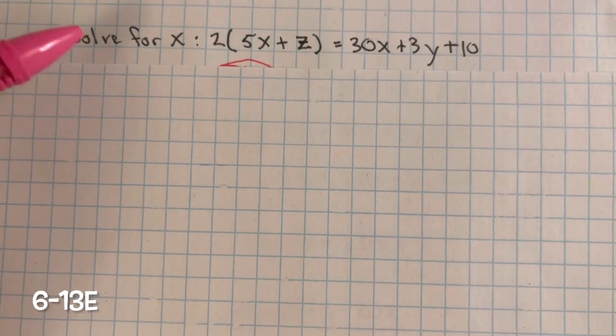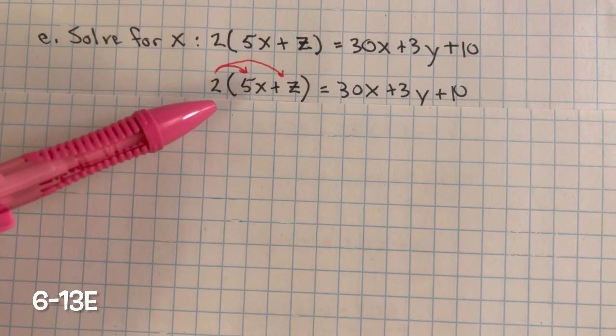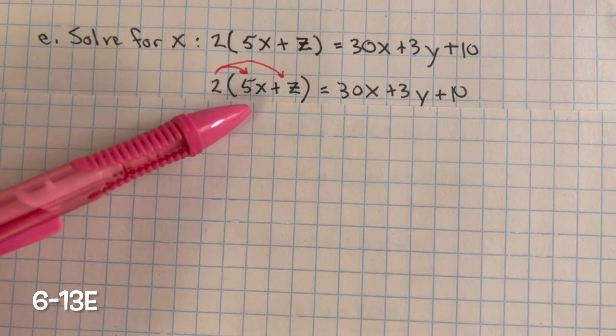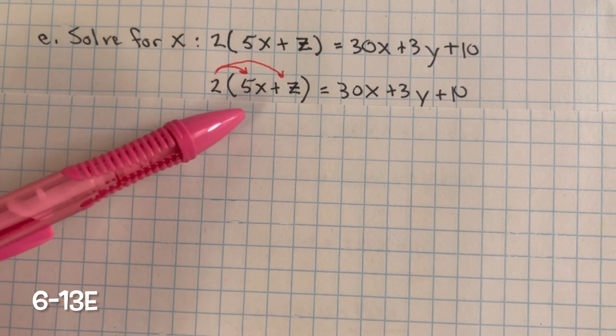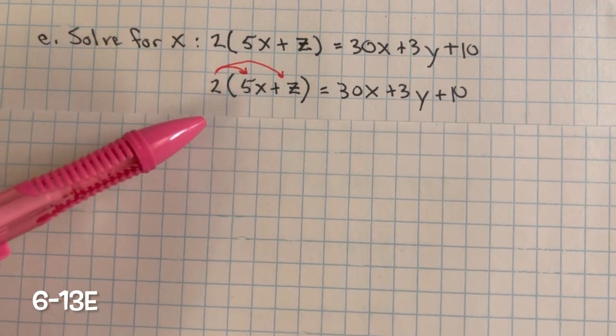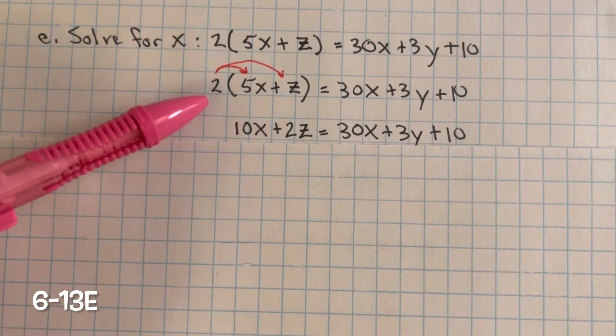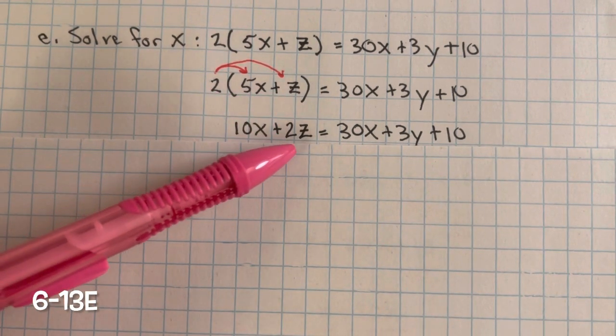Problem E, we're solving for x. We're going to go ahead and distribute the 2 to both terms on this side of the equation. So we have 2 multiplied by 5x equals 10x. 2 multiplied by z equals 2z.